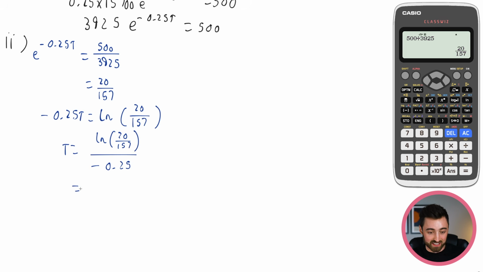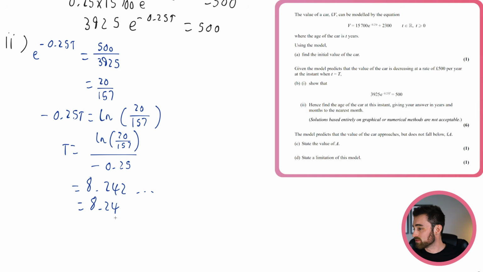Stick this into your calculator. Let's see what we get. So I'm going to do ln of the previous answer here, actually, over minus 0.25 gets me this. 8.242 and so on. Let's round this to 3 sig fig for now. So 8.24. What are we then asked for?